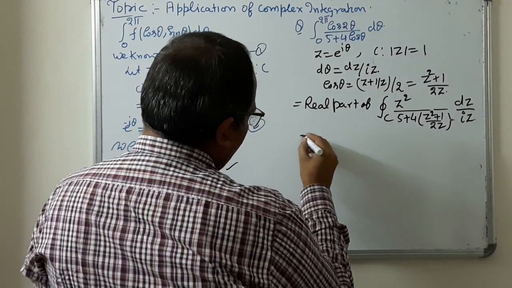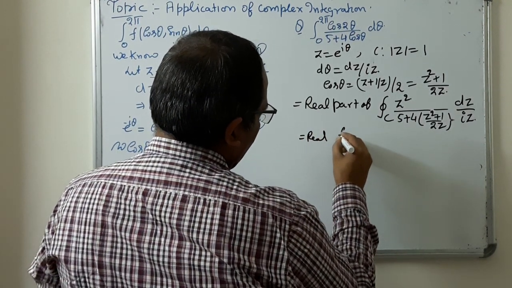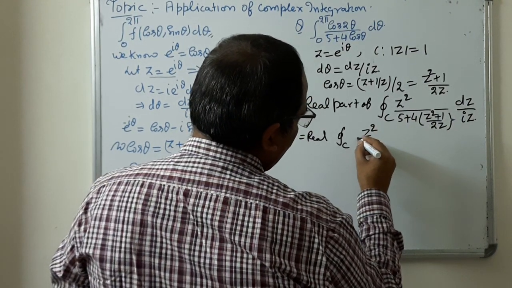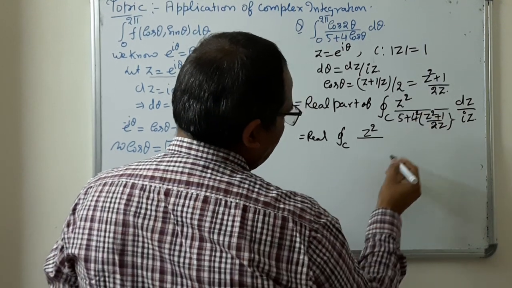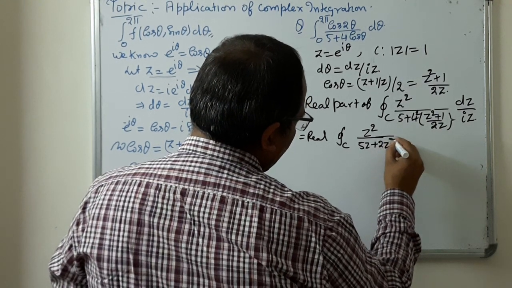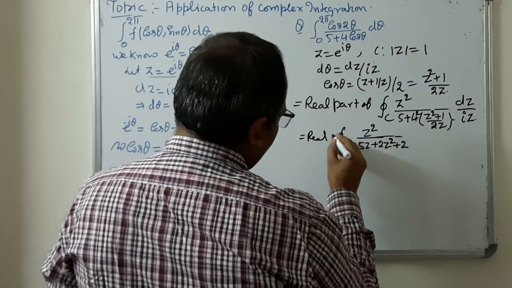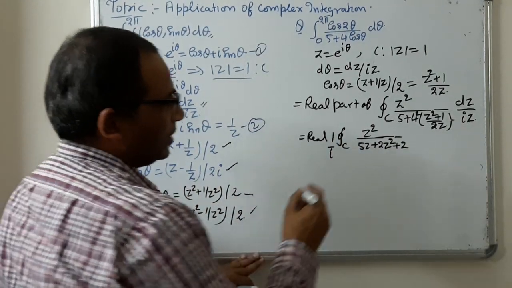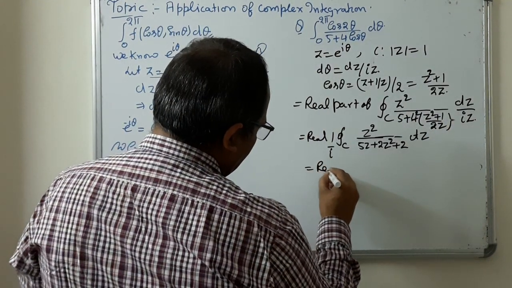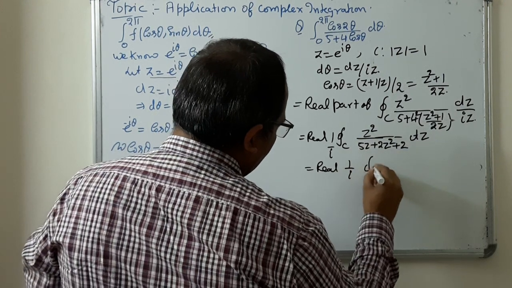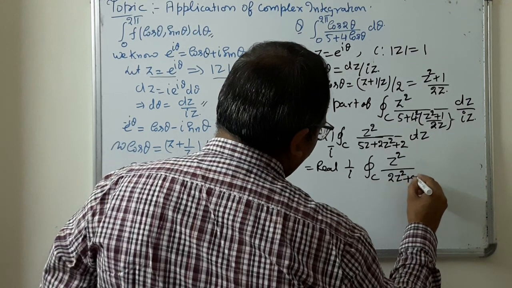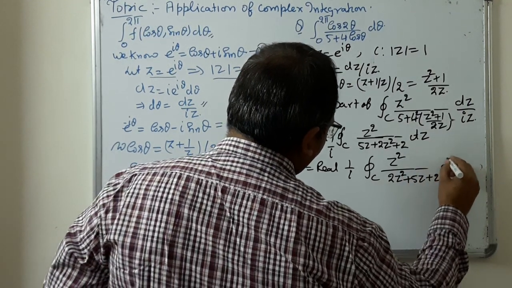So this integration can be written as the real part of the integration over C. Take the LCM here, so we get z square upon 2, this 2 cancels, times 5z plus 2z square plus 2, and we take 1 upon i common, and this is dz. We get this one, right? So this integration can be written as the real part of 1 upon i, integration over C of z square upon 2z square plus 5z plus 2 dz.